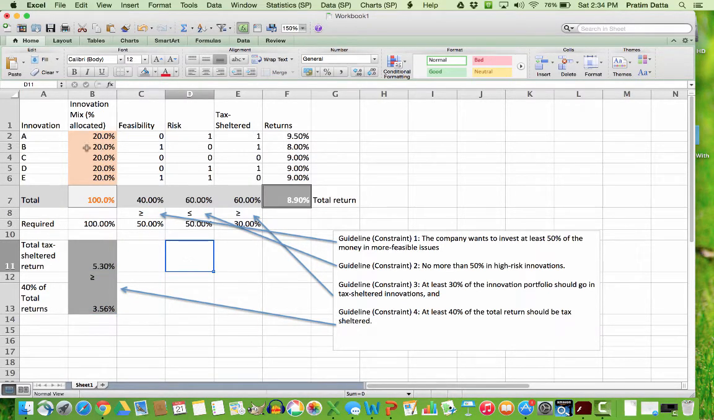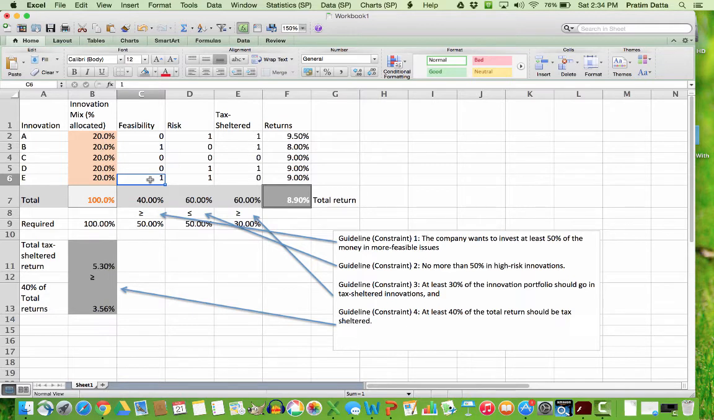So, once again, you've got 5 different types of innovations here. Assume you're balancing everything out, which means you're allocating exactly the same percentage to every innovation, right? Next, you're plotting out feasibility. So if it's feasible, it's 1. If it's relatively less feasible, it's a 0. Based on the question itself, it says feasibility for innovation A is less feasible, B is more feasible, C is not very feasible, D is not very feasible, E is feasible, right?